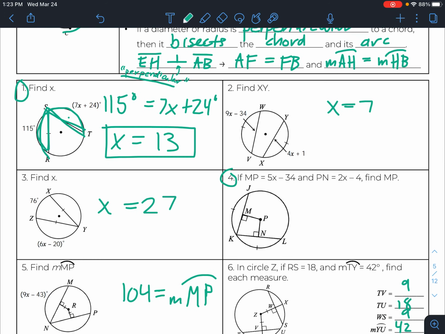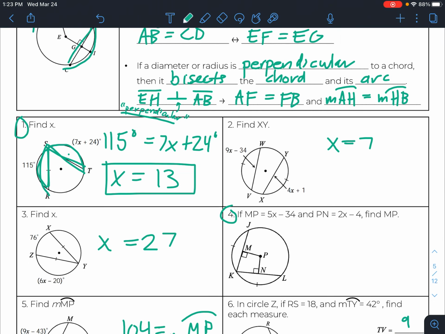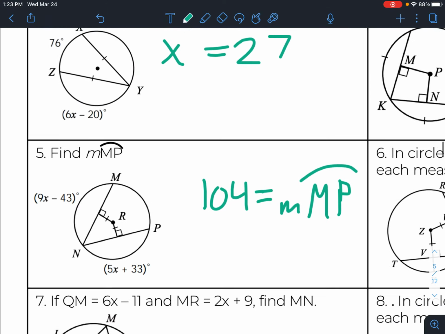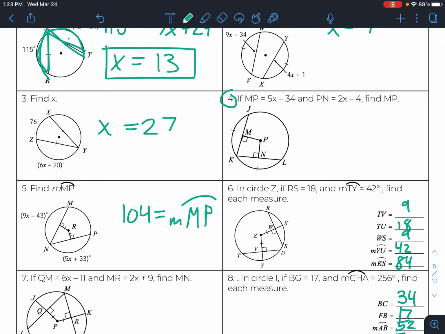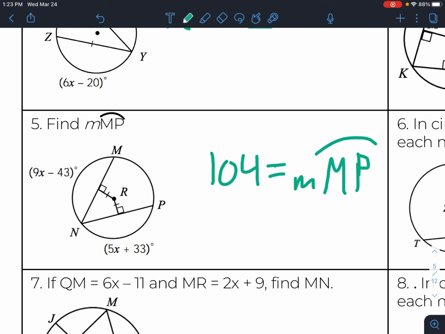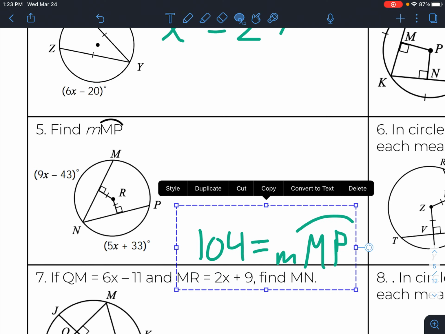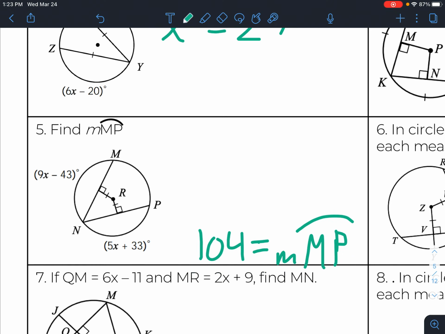All right, let's look at number 4, because it's a little bit different. We'll use the other rule for this one, the perpendicular chord one. Or actually, not number 4, number 5, I'm sorry. Number 4, by the way, MP should be 16. All right, number 5. So I'm just going to give it to you: 104 equals the measure of arc MP. And I'll show you really quick how to get that.